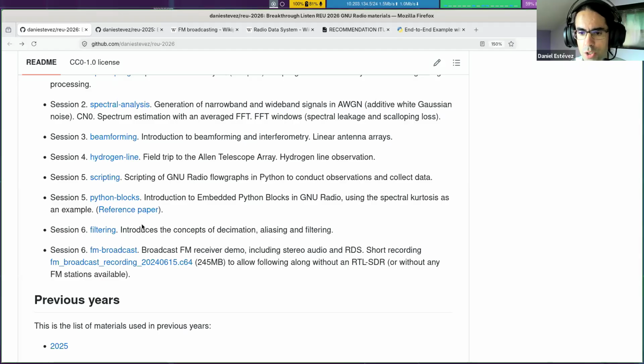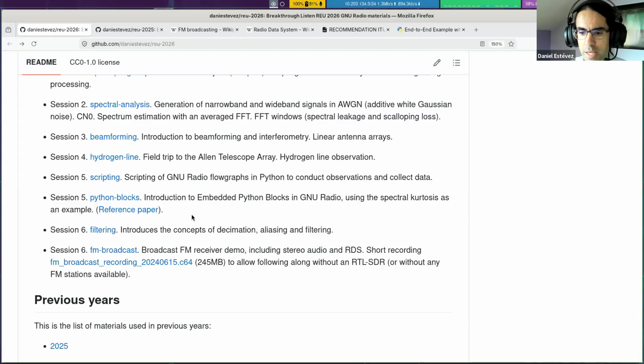I already introduced some notions of filtering last week, but I wanted to give a more detailed explanation of what aliasing is, when does it happen, how do we do filtering to prevent aliasing, and essentially how these three concepts, decimation, aliasing, and filtering, are related. The goal here is basically to crop out signals in the spectrum.